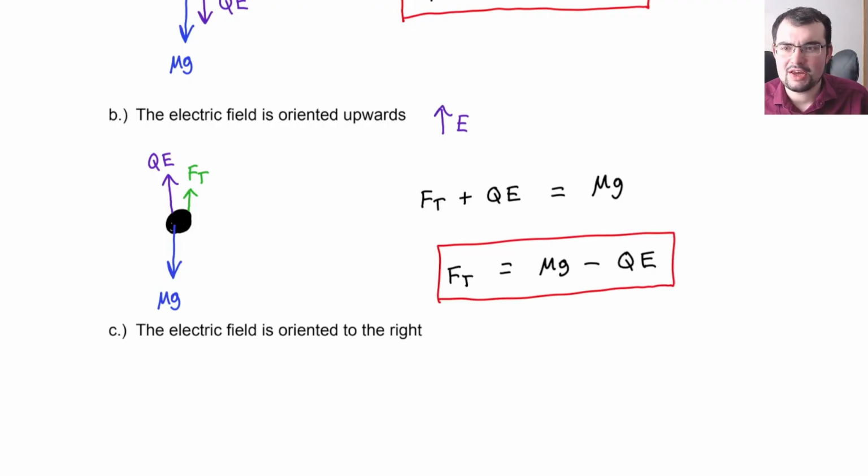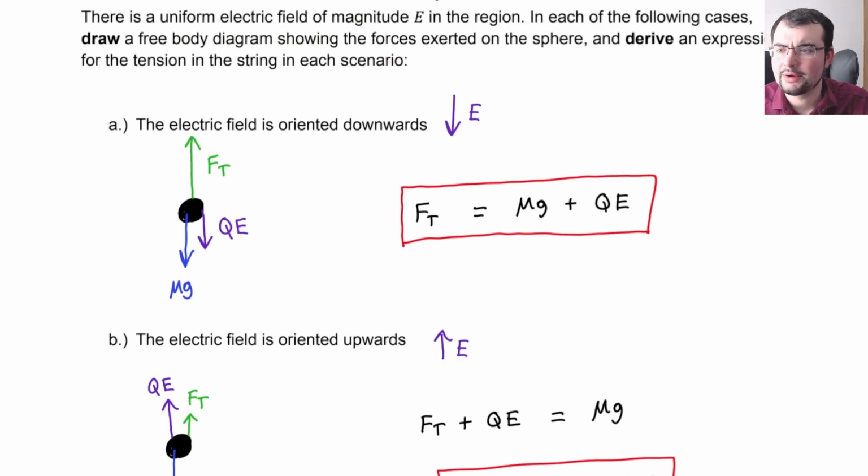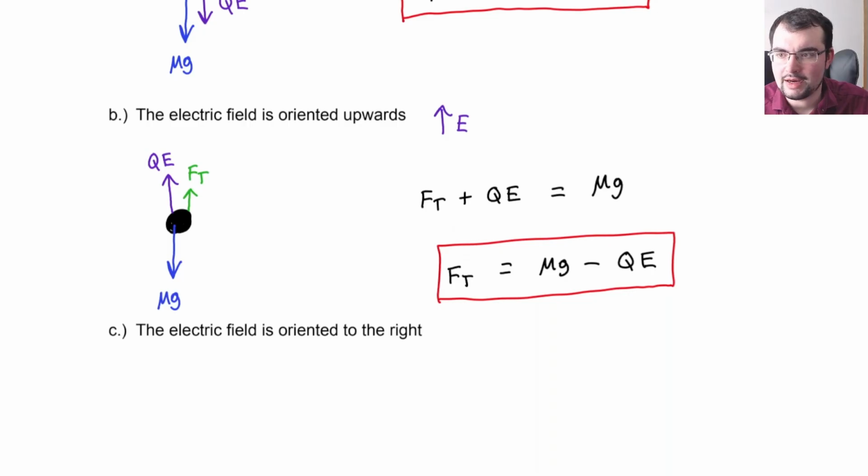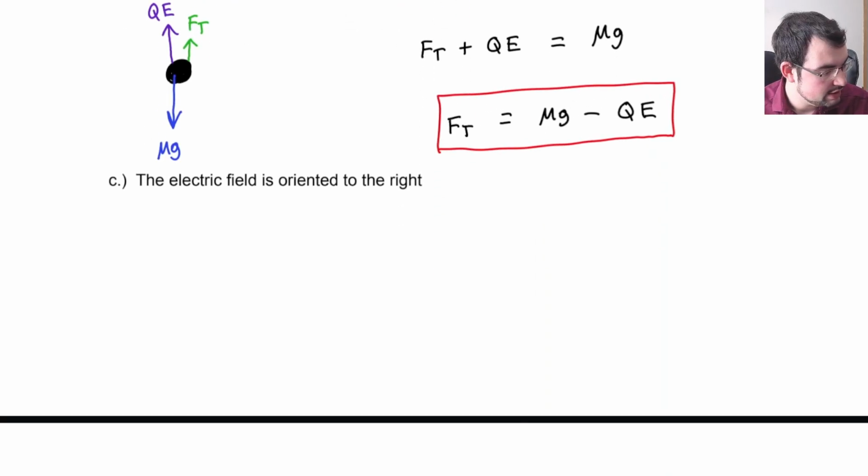In the limiting case, if QE equals mg, you can actually get the sphere to be balanced by the electric field alone, and it could potentially just be pulled up without the string. And now here's an interesting one.